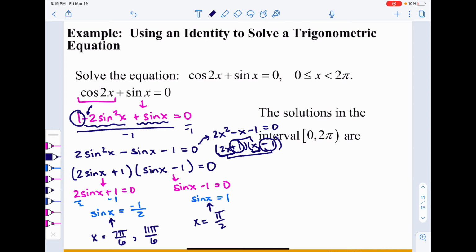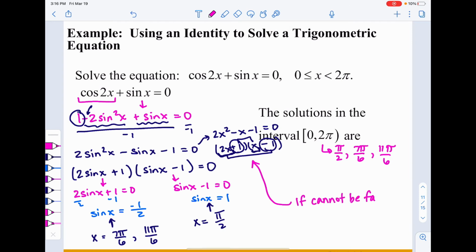So what are our solutions for this? The solutions are going to end up being, the least number is pi over 2, followed by 7 pi over 6, followed by 11 pi over 6. And just a little note to self, if it cannot be factored, you might have to use your quadratic formula: the opposite of b plus or minus the square root of b squared minus 4ac, all divided by 2a. As I said, a little old school algebra coming back out.